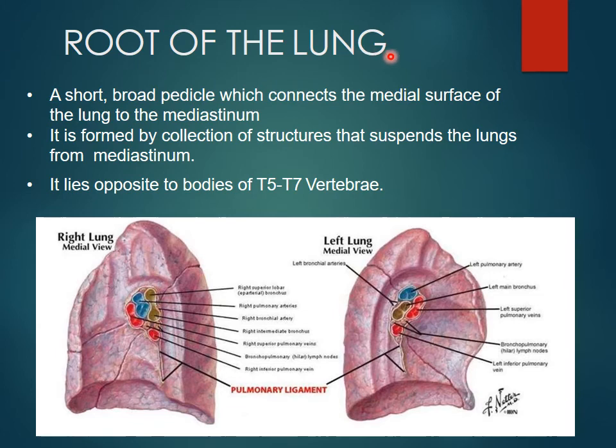Then the root of the lung. What is the root of lung? Basically, it is a short, broad pedicle, continuous with the pulmonary ligament, which connects the medial surface of the lung to the mediastinum. It is formed by the collection of structures that suspend the lungs from the mediastinum. Major blood vessels, major neurovascular structures, even the bronchi pass through this route. It lies opposite to the bodies of T5 to T7 vertebrae. This portion is called the root.